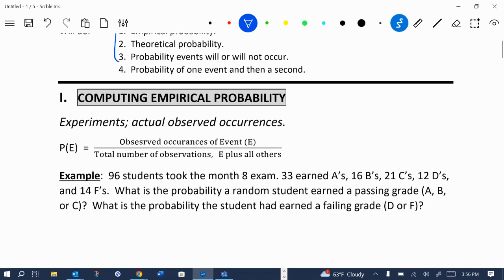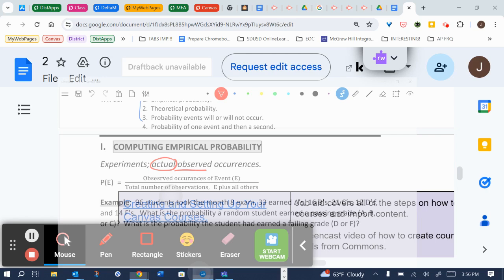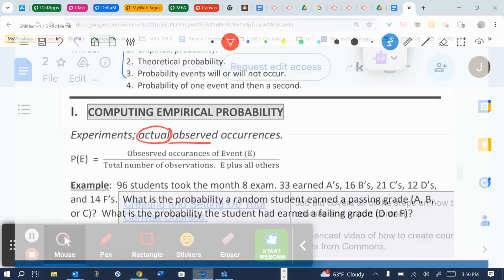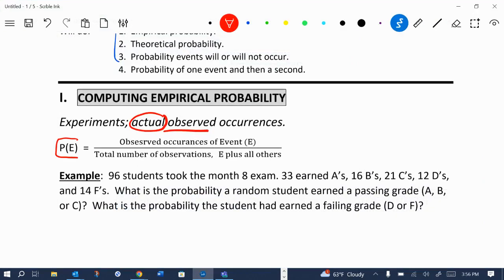First, empirical probability is actually observed things. This notation is the probability of a certain event happening. And it's simply a fraction or a ratio of the observed occurrences divided by the total number.